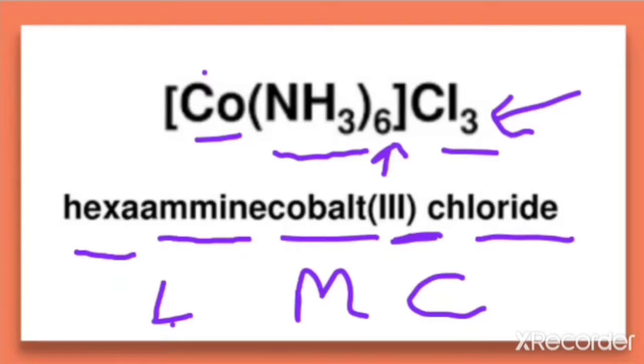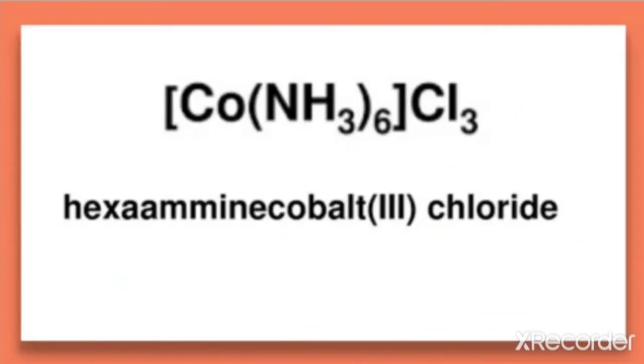Then if it is more than one ligand, we have to follow the alphabetic order. Next we have to name the metal, and in the bracket we have to write down the oxidation number of that central metal ion. Then at last we have to mention the counter ion. Here it is chloride. So what is the name of this complex?